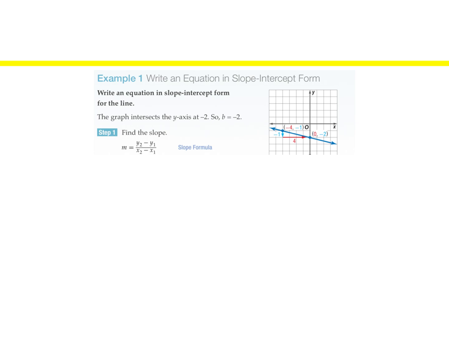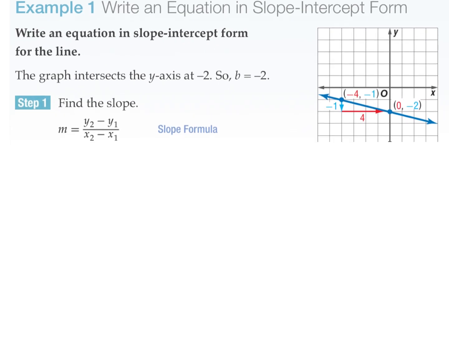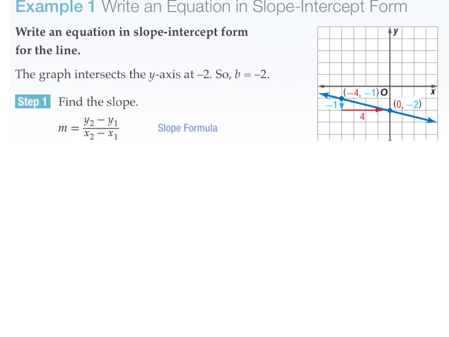The way this works is that you have the slope formula, which is y2 minus y1 over x2 minus x1. You can either do rise over run or use the points. We're going to use these points and plug them in, so I'm going to write them in first. I am going to choose this to be my x2 and my y2, and this to be my x1 and y1. Again, it doesn't matter which one you choose as long as you're consistent.